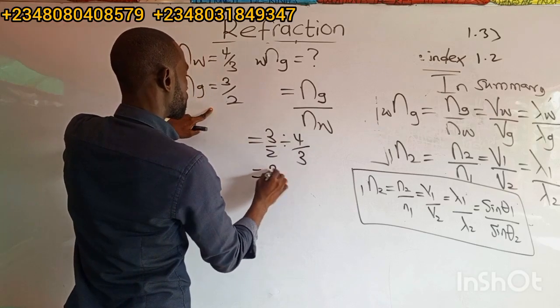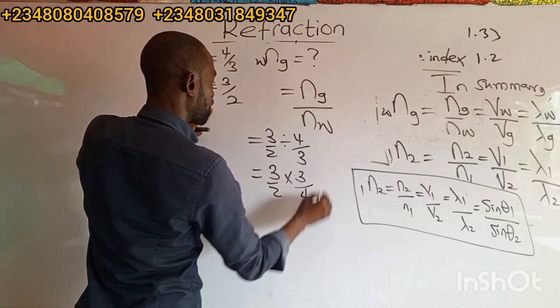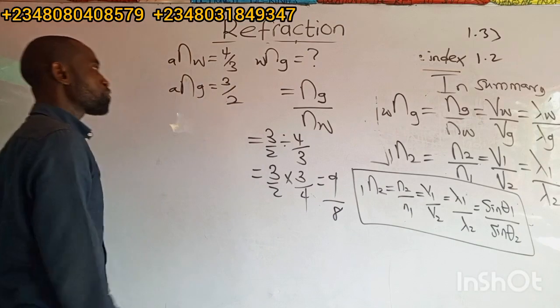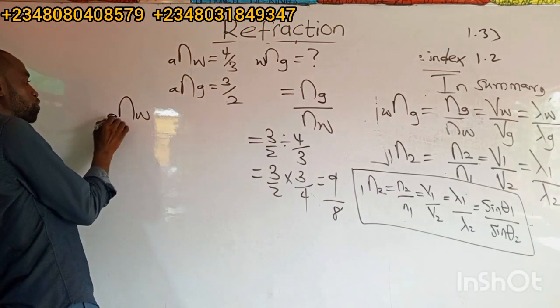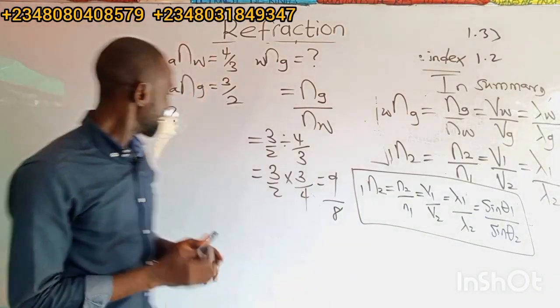So now, 3 over 2 times 3 all over 4, which will give us 9 over 8. So what we have to find is the refractive index of water with respect to glass. Refractive index of water with respect to glass.